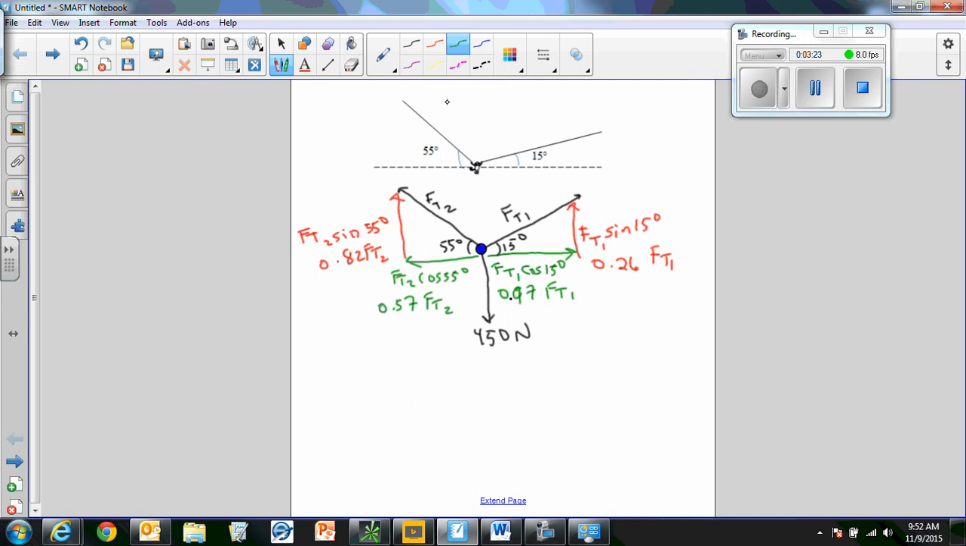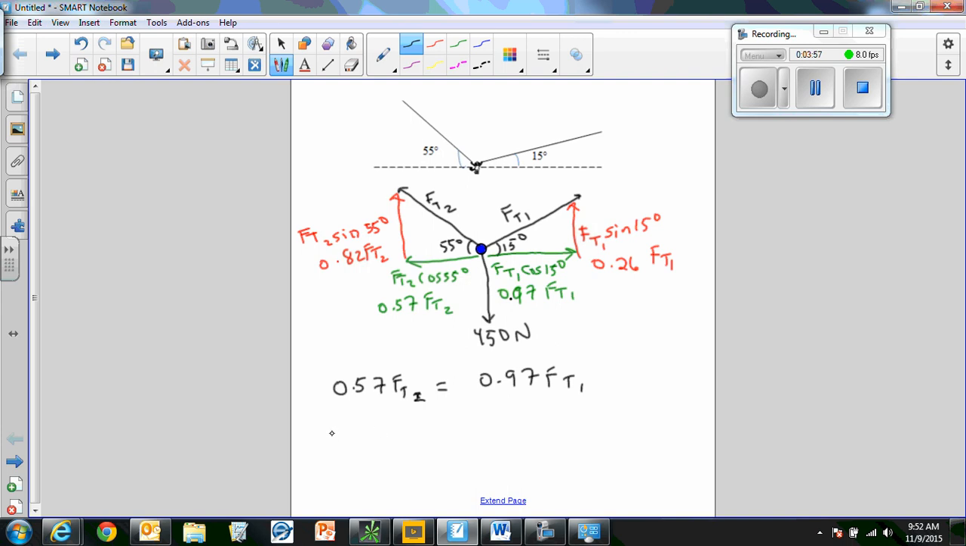Okay, so to do this, I know the two x's have to be equal. The two greens have to be equal because they're opposite, it's not moving. And the two ups have to equal the one down. So let's write out the equations. 0.57 FT2 equals 0.97 FT1. Two unknowns, I don't know either one of those, FT2 or FT1.